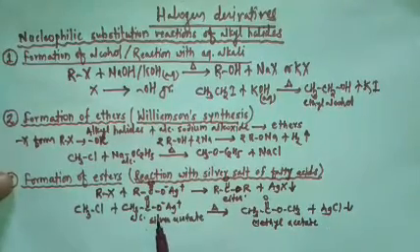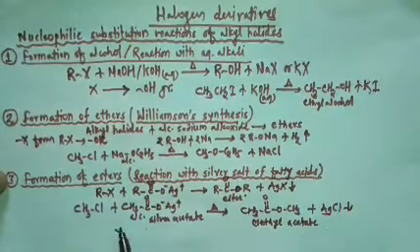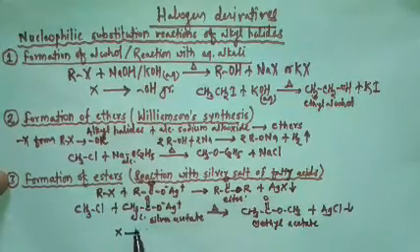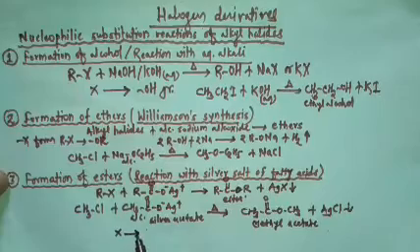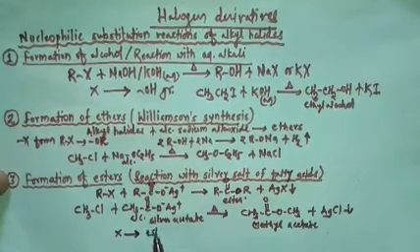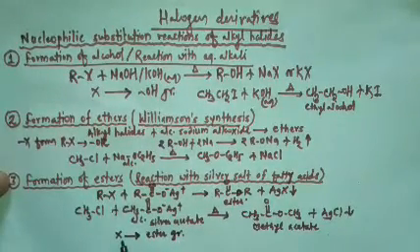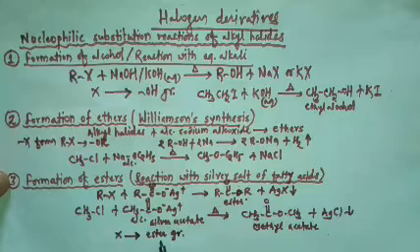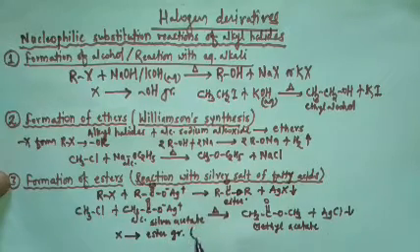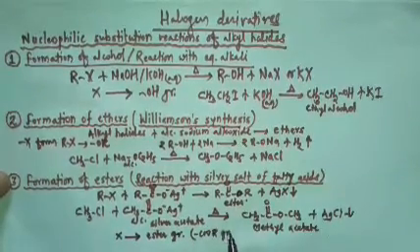So in such reactions, halogen from alkyl halide gets replaced by ester group, that is C double bond O R group.